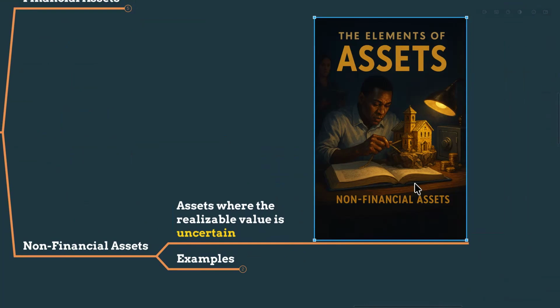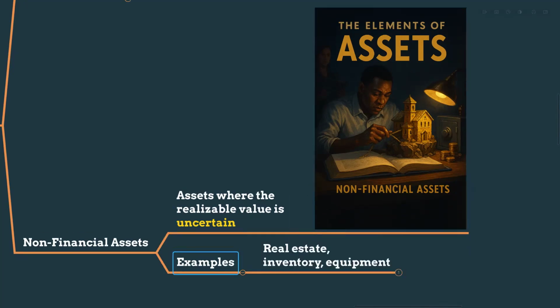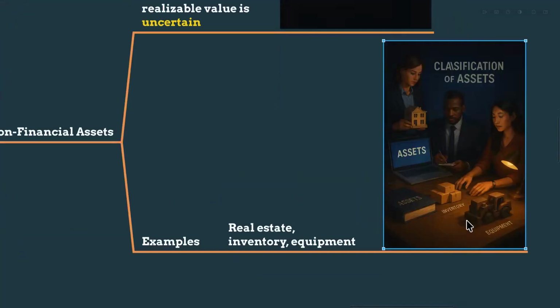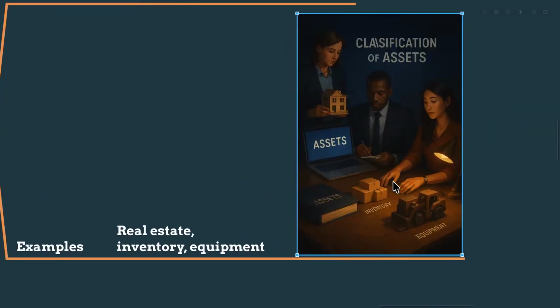Let's say you own a piece of land in the Jaffna area. What's it worth actually? It depends on the market, no? It goes up or down according to the supply and demand for real estate. Because the value is uncertain, it's always a non-financial asset, right? Examples are real estate, inventory, and equipment, which all come under the category of non-financial assets, right?